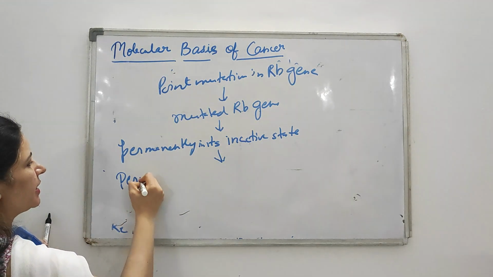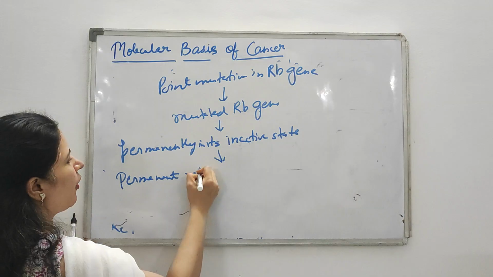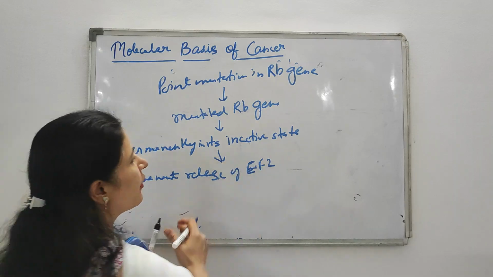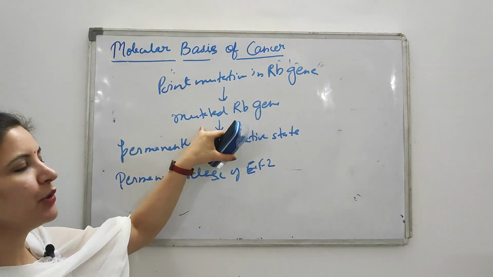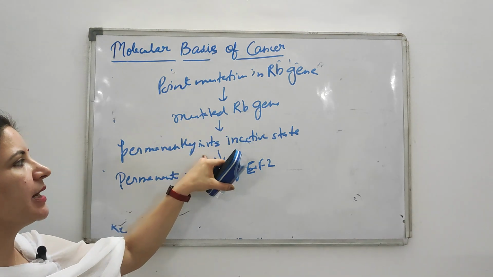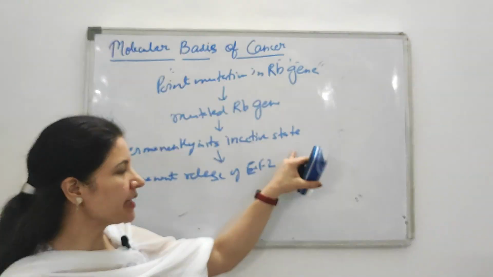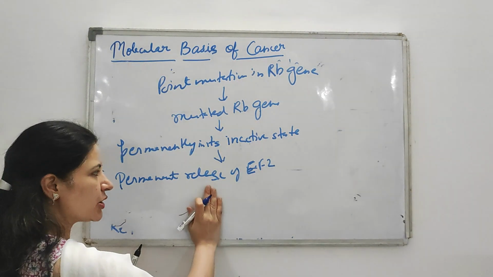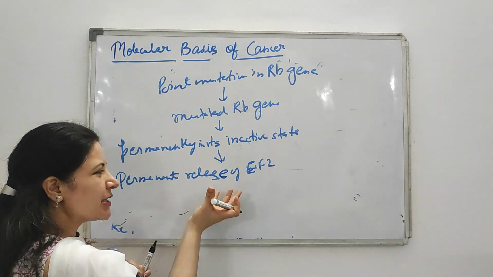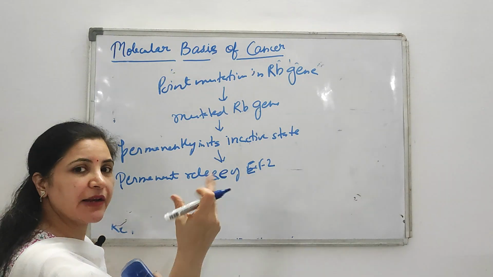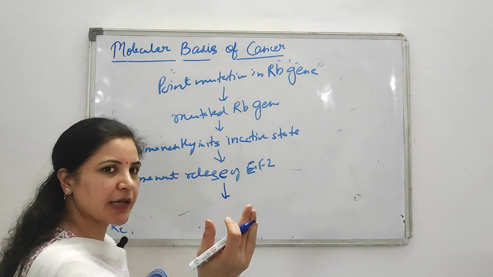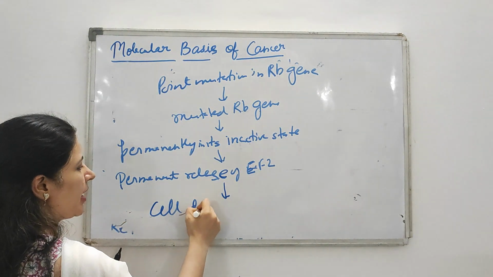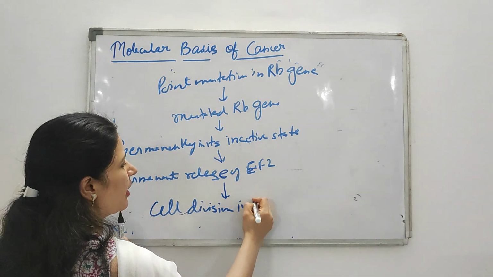You have studied that in a normal cell, when RB is inactive, there is release of EF2 factor. Because the mutated form of RB is in a permanent inactive state, it is not capable of holding or forming a complex with EF2. So EF2 is continuously released in the cell. Being a transcription factor, when EF2 is continuously released, the cell divides in an uncontrolled fashion.